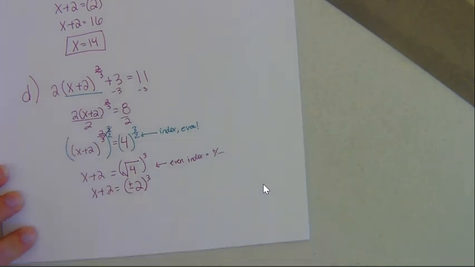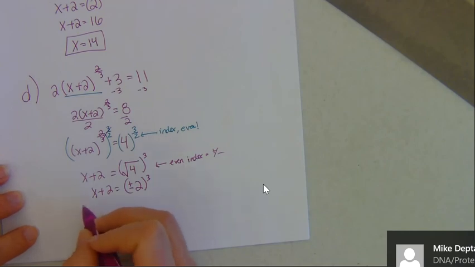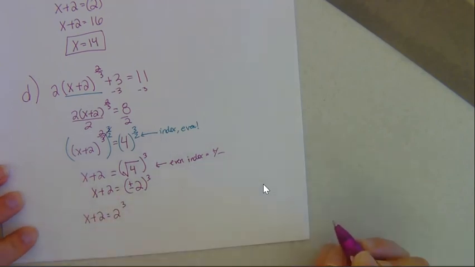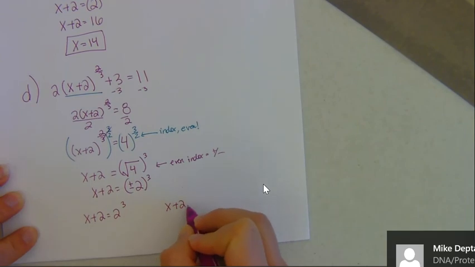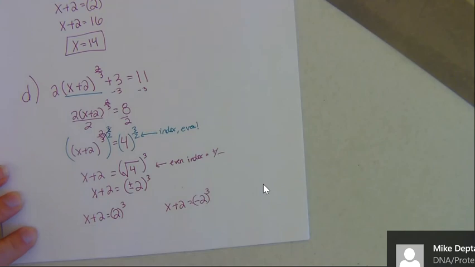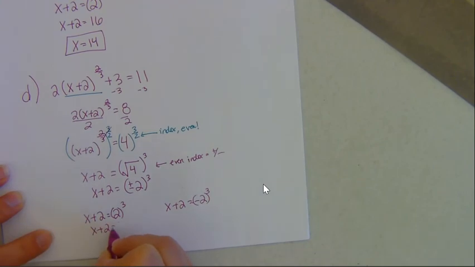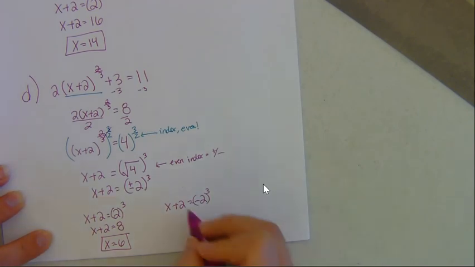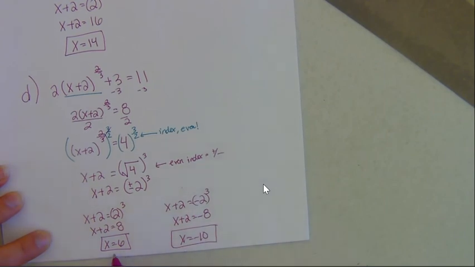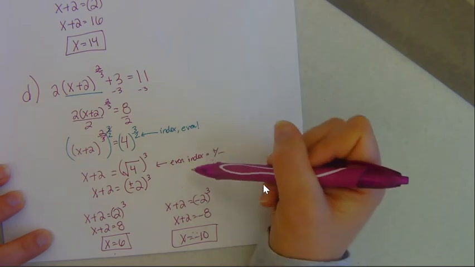So now I have two separate problems to solve. I have to solve x plus 2 equals 2 to the 3rd power, and x plus 2 equals negative 2 to the 3rd power. So I have x plus 2 equals 8, which means x equals 6. And then I have x plus 2 equals negative 8, which means x equals negative 10. So I have two answers here, and I have those two answers because I took that square root. I had that even index.